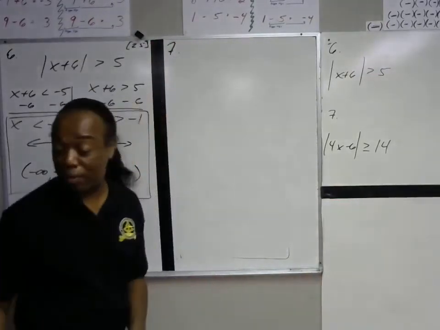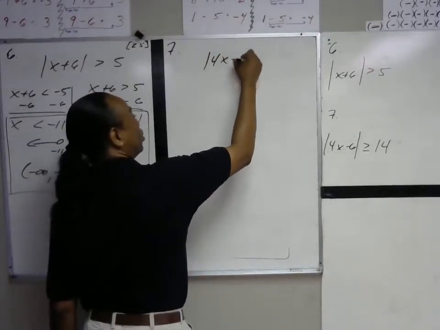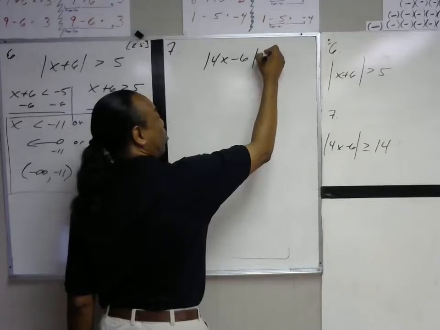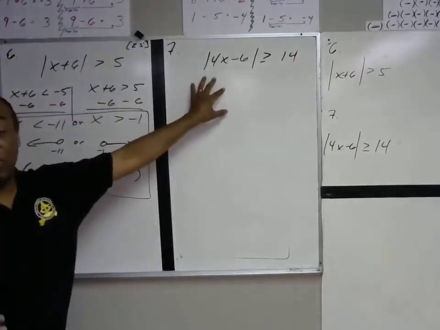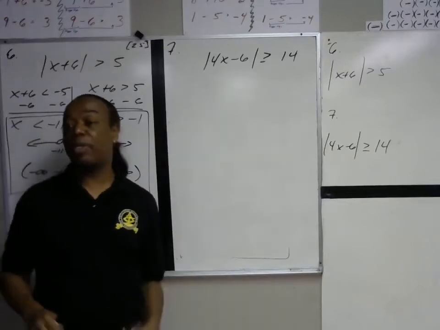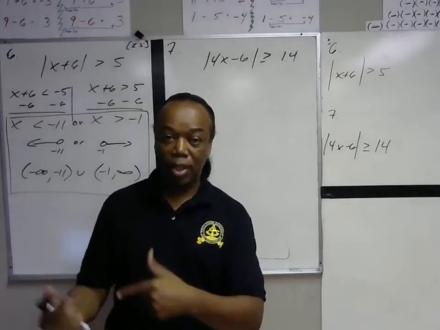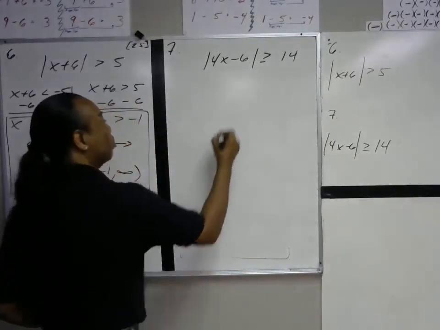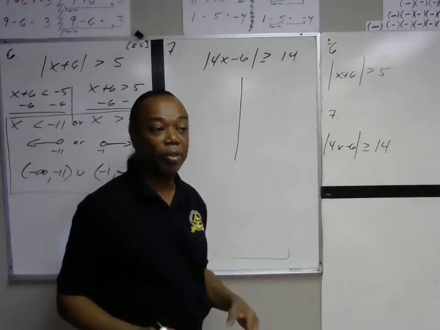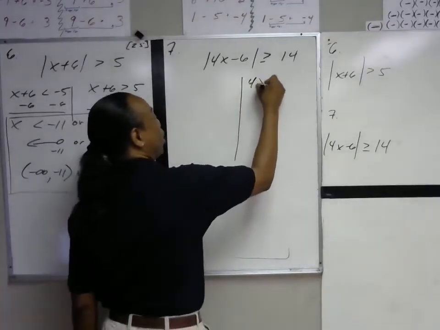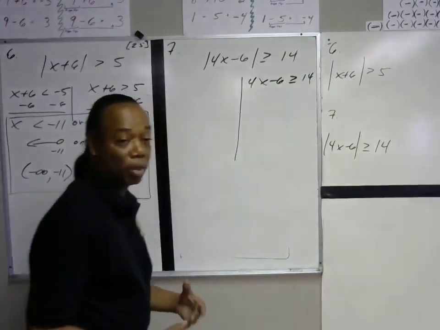Okay, look at number 7. Number 7, we have absolute value of 4x minus 6 greater than or equal to 14. And again, the absolute value sign is on the left and it's followed by a greater than sign. This is an indication that we're going to split it into two pieces, a right side and a left side. So let's do it. The right side, we'll simply remove the absolute value. So 4x minus 6 greater than or equal to 14. Okay, that's your right side.